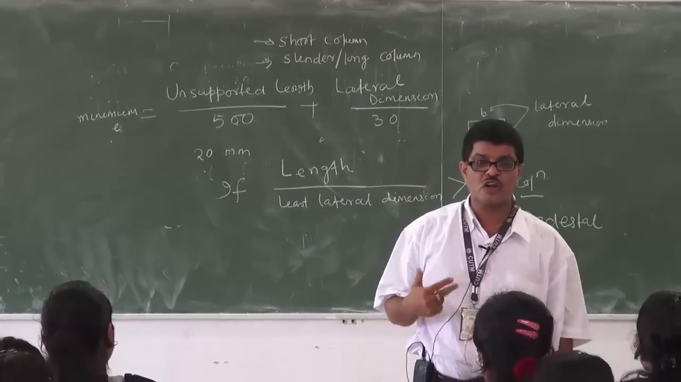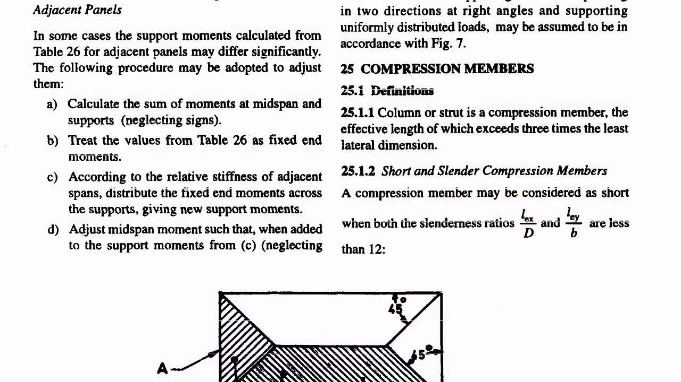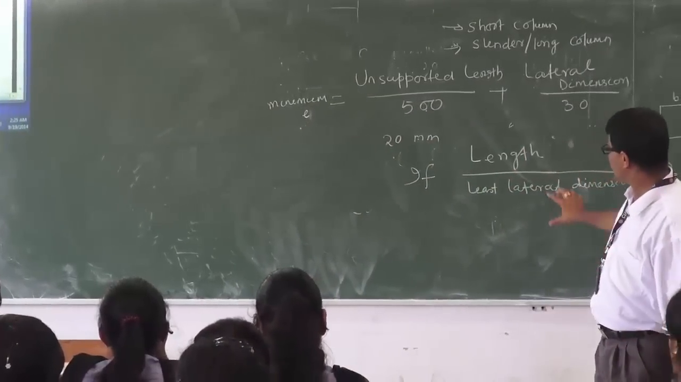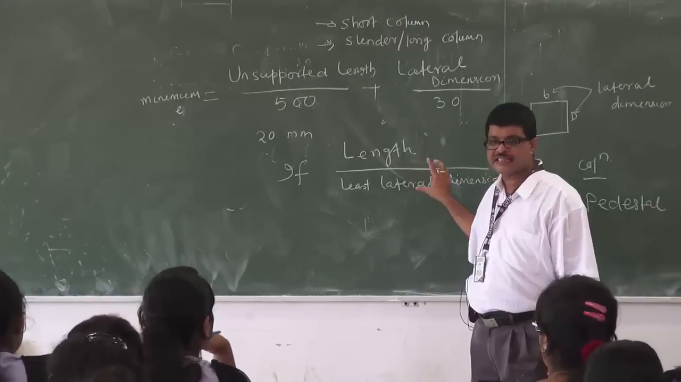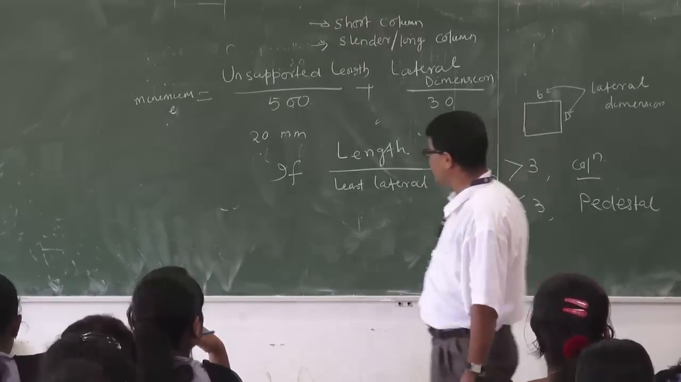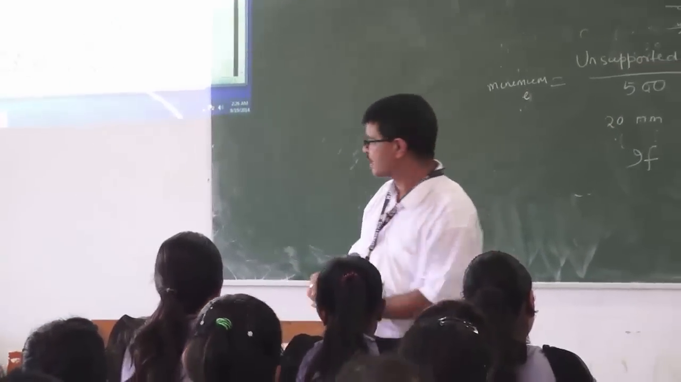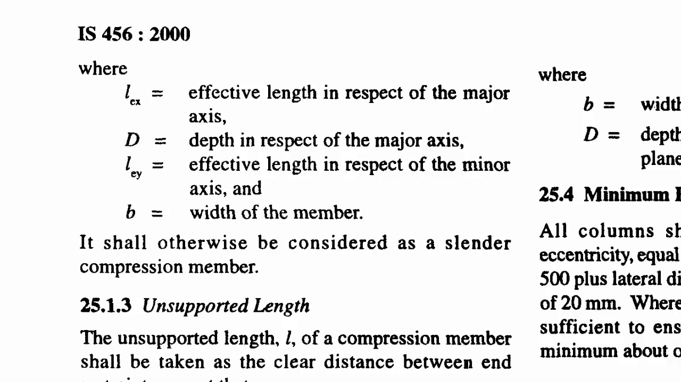How do we define the slender or short column? What does it say? A compression member may be considered short when both slenderness ratios, so both, not one, LEX by D and LEY by B, are less than 12. That means your length by least lateral dimension is less than 12. If this value is less than 12, then it is called a short column. If it is more than 12, it is called a slender column or long column. So all the values are given here. What is LEX?